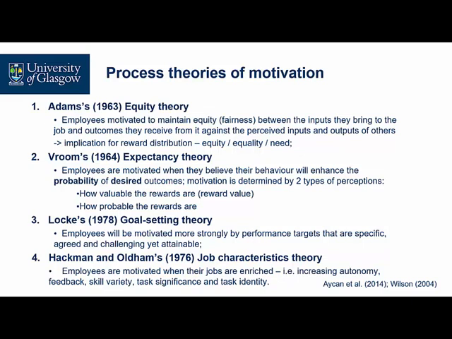The second one is expectancy theory, Vroom's 1964 expectancy theory. This one is a rather sophisticated theory that I personally really like. It argues that employees' motivation is underpinned by the belief that their behavior will enhance the probability of desired outcomes. I have highlighted in bold those two words, probability and desired, because essentially this theory relies on two types of perceptions. How valuable rewards are, and Vroom calls that reward value, so how desired they are, and how probable, in other words, how sure am I that by doing what the organization claims to be desirable behavior, I will get the rewards that I am promised.